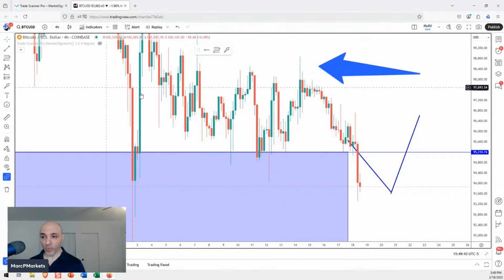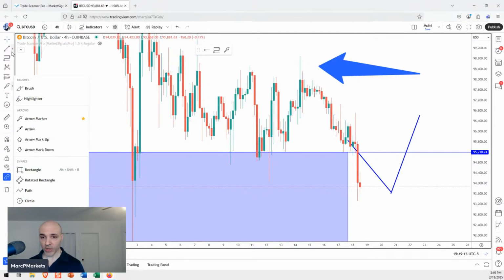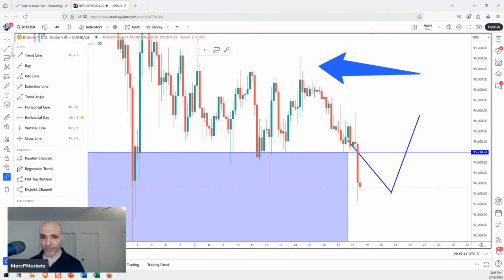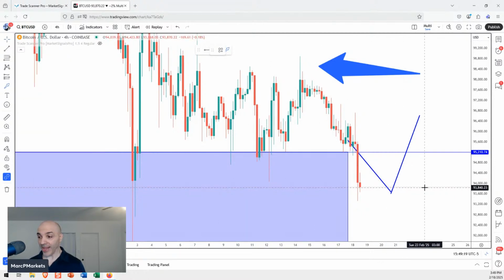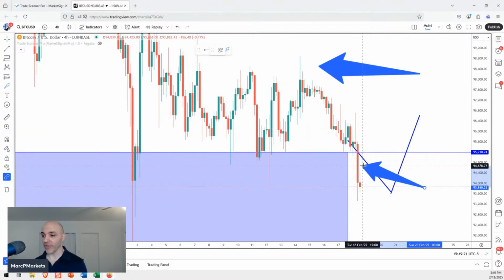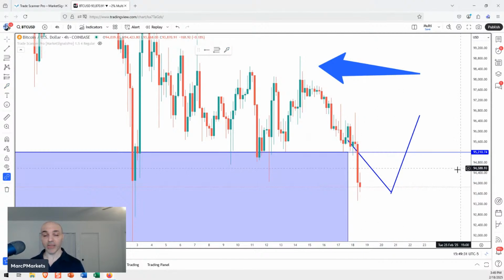So that is something nice to see as far as long arguments go. But one other form of confirmation you can wait for if you're interested in a long, here I'll use the arrow, is at least wait for a break of the midpoint of this large candle. At least something. It should be green, right? A green candle that's breaking above the midpoint. Something. It's better than nothing. You're not going to get the best price.